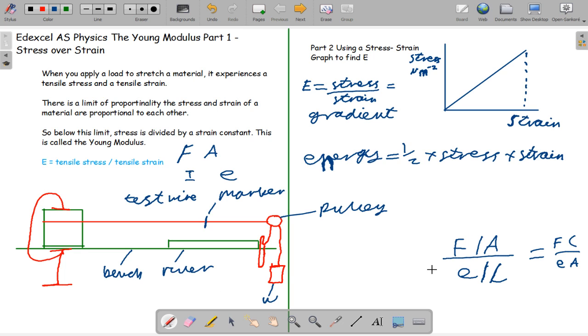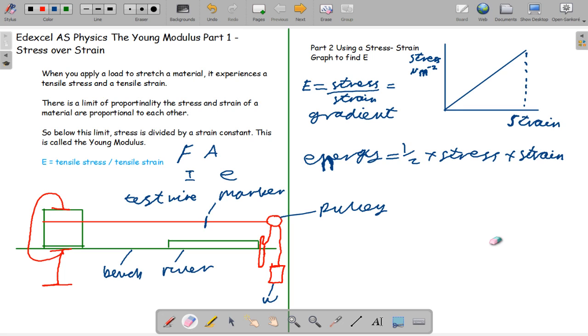So it's basically the stress over the strain equations that we learned in previous tutorials. However, the Young Modulus just simply combines them. So the way to find the Young's modulus is to do this experiment.